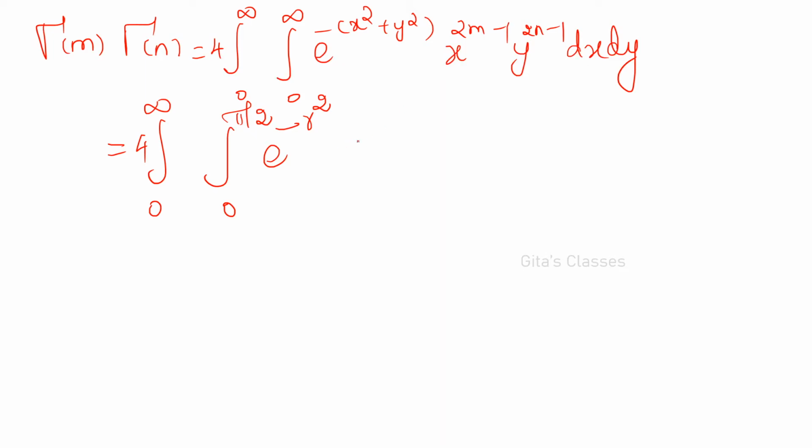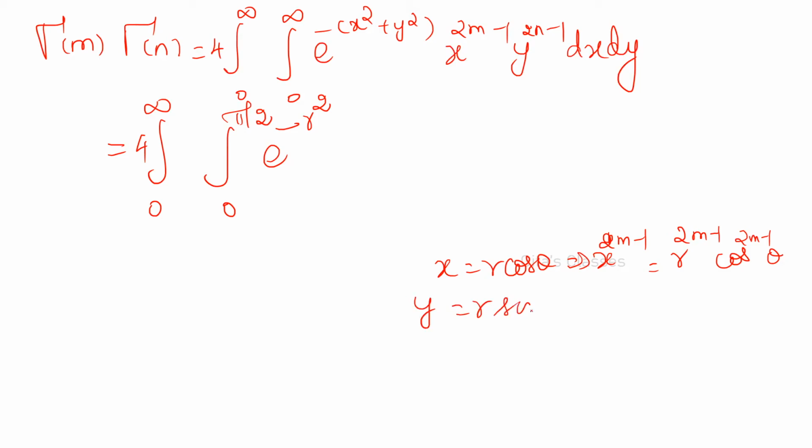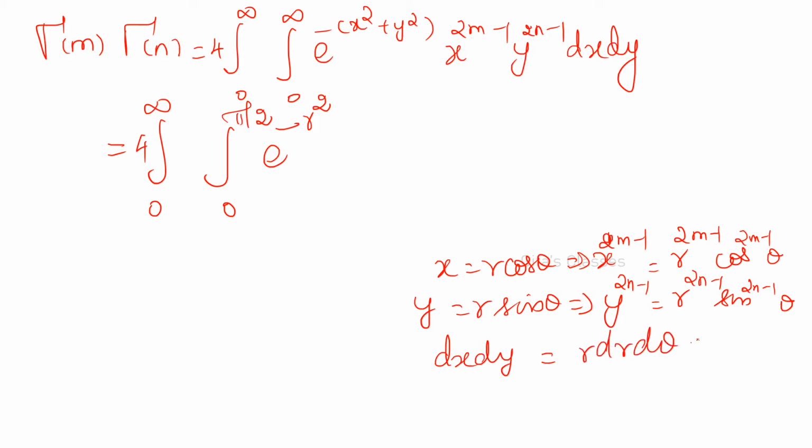r squared. Now x is equal to r cos theta, right? Therefore, x power 2m minus 1 is equal to r power 2m minus 1 into cos power 2m minus 1 theta. y is equal to r sin theta, therefore y power 2n minus 1 is equal to r power 2n minus 1 into sin power 2n minus 1 theta. What about dx dy? It is equal to r into dr d theta, right?